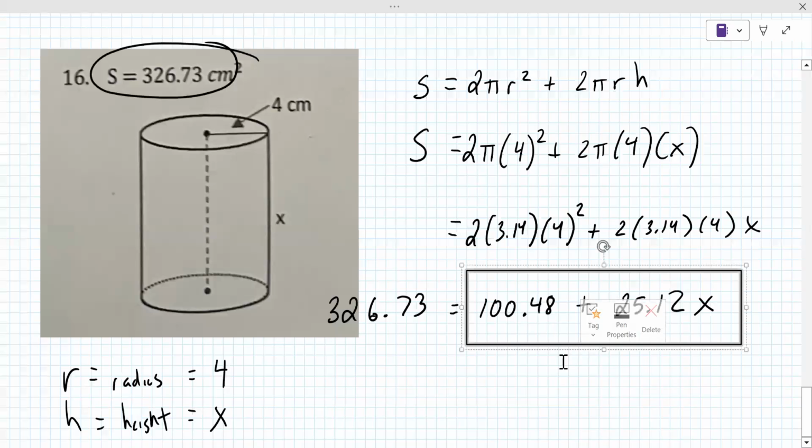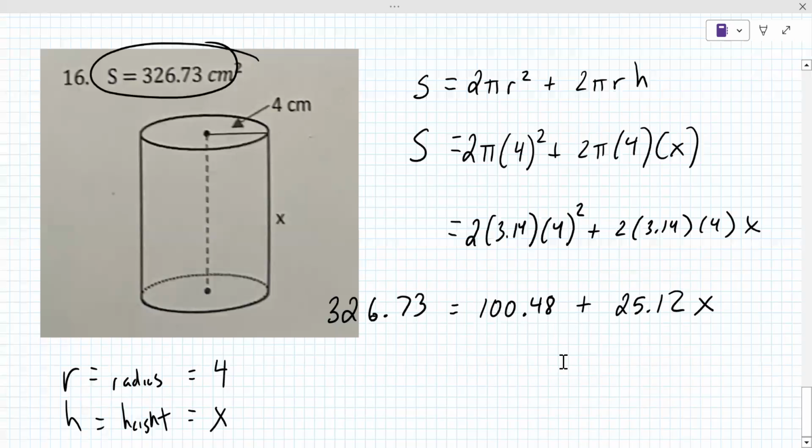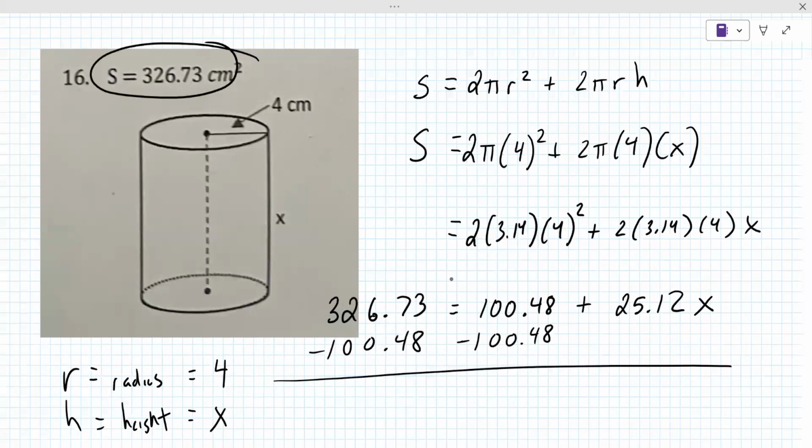Okay, 100.48 plus 25.12, I'll add that. No, that's not what I asked. I asked if you undo the addition and subtraction or the multiplication and division first. All right, subtraction. Subtract 100.48 from both sides of the equation. Go ahead and subtract, please, and give me that result.